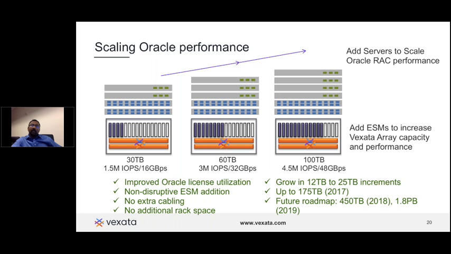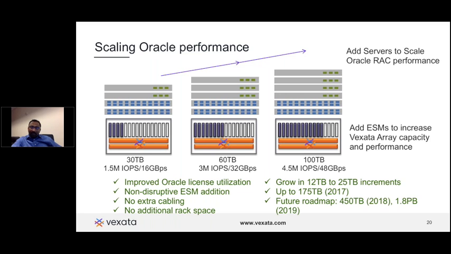And after that, as they consolidate more and more databases, just add more servers and just add more enterprise storage modules, and they can take the capacity up to 175 today. And soon enough, 450 terabyte that should be coming out in the first half of next year. So all of this happens in a 6U box, so you don't really need anything else. No cables, none of those things, no additional rack space.